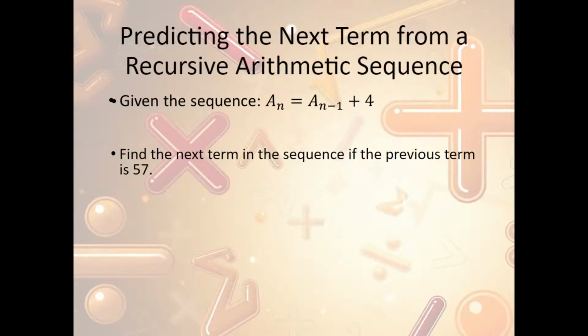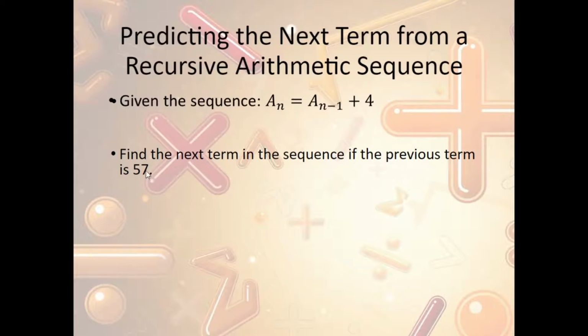Now, how can we predict the next term in a sequence? Let's say we know the 20th term. How do we know then what the 21st term would be? The way this works is we're going to find the next term in the sequence if the previous term is 57, given that a_n = a_(n-1) + 4. So what we're saying is the term we want is equal to the previous term plus 4.